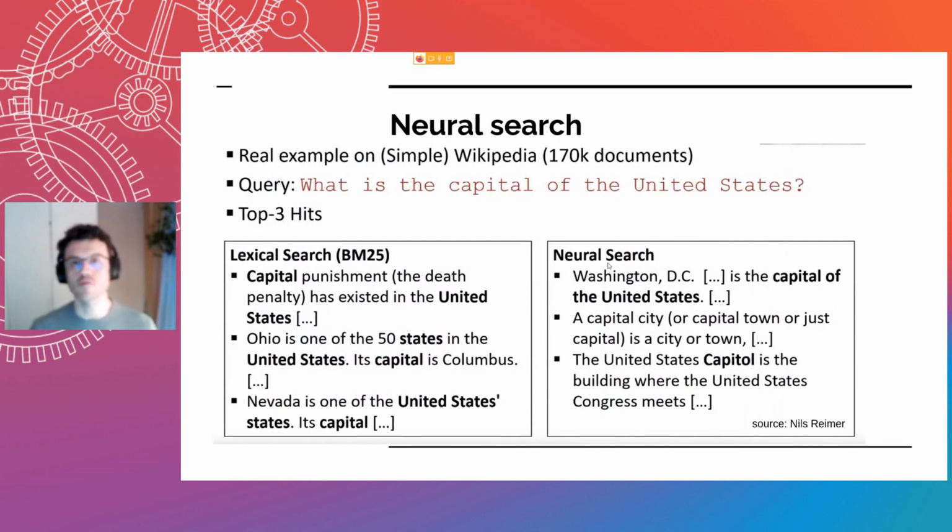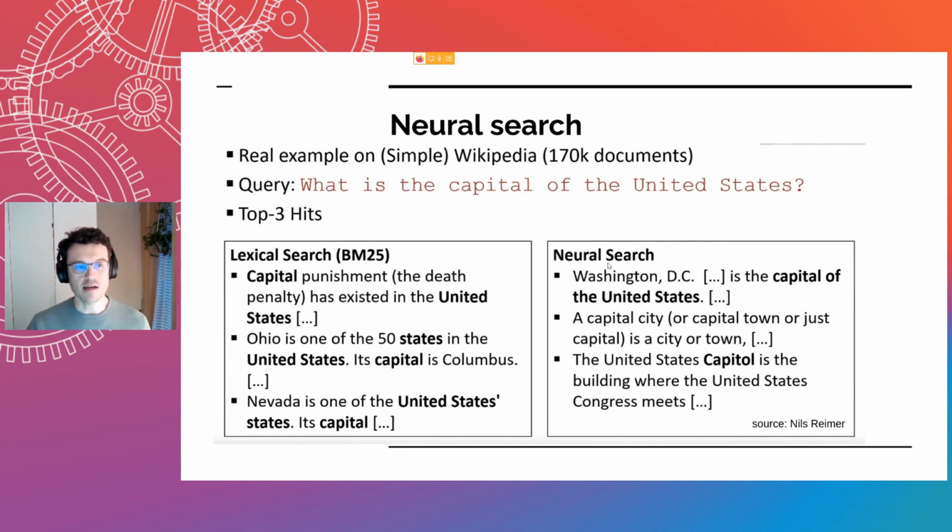This was an example of similarity search with a picture, but you can, of course, apply similarity search to text, and it's called neural search. Here we have an example. We take a subset of Wikipedia, and we're going to query it with "what is the capital of the United States". On the left-hand side, we have a classical lexical search, BM25, that relies on keywords, and on the right-hand side, we have a new neural search approach.